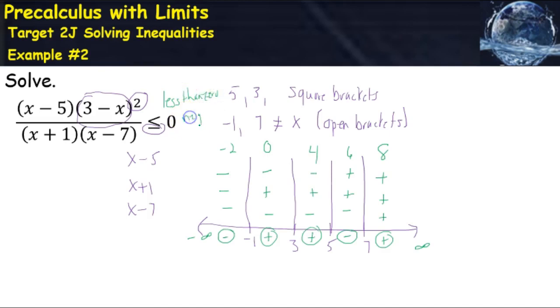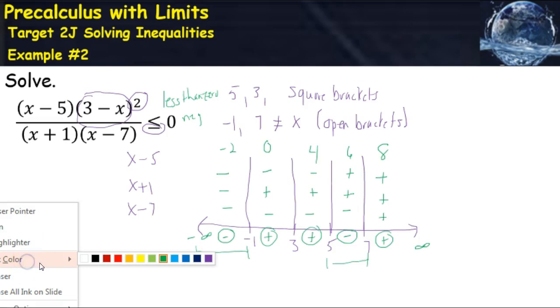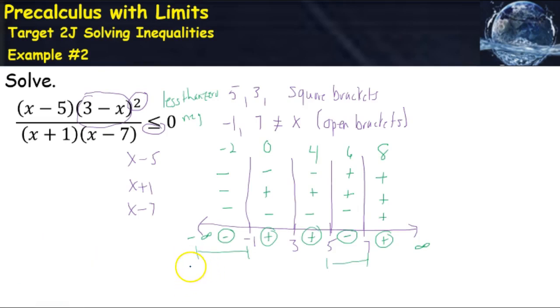Okay, so I'm looking for where it's less than 0, which is negatives. So it's negative from here to here, and it's also negative from here to here. Okay, and remember, I want square brackets on 5 and 3, open brackets on the -1 and the 7 and any infinities. So my answer is negative infinity to -1, and at -1 we want an open bracket, and negative infinity is also an open bracket. And then also between 5 and 7, those are both square brackets.